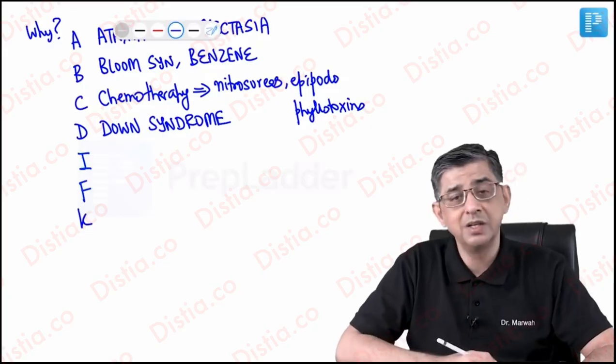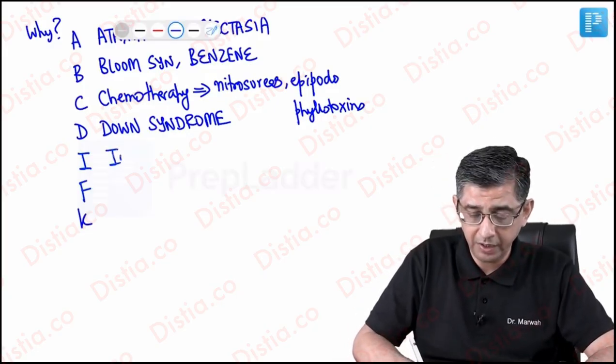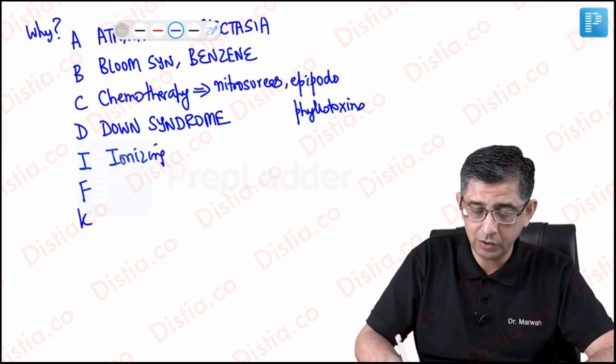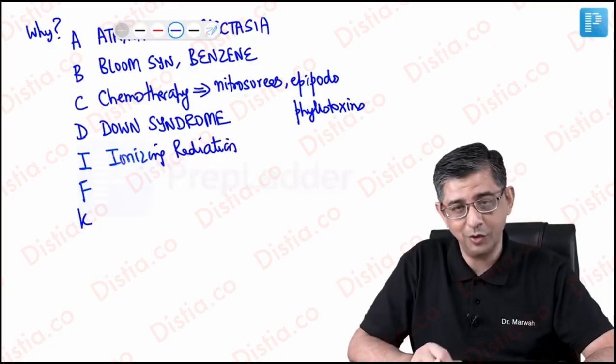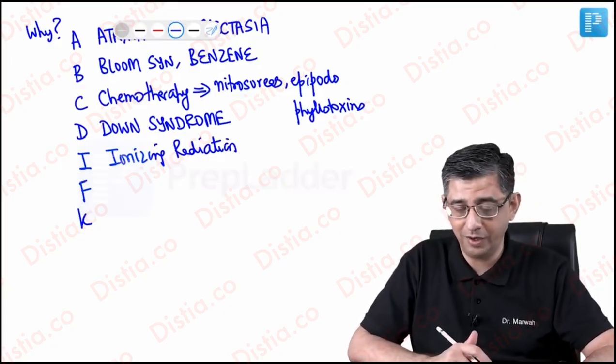Then we'll just expand this mnemonic a little bit more so that we can remember a few additional aspects. I would stand for ionizing radiation. Already you have been sensitized to my statement. I think by this time this is imprinted in your brain that radiation causes all except chronic lymphocytic leukemia.